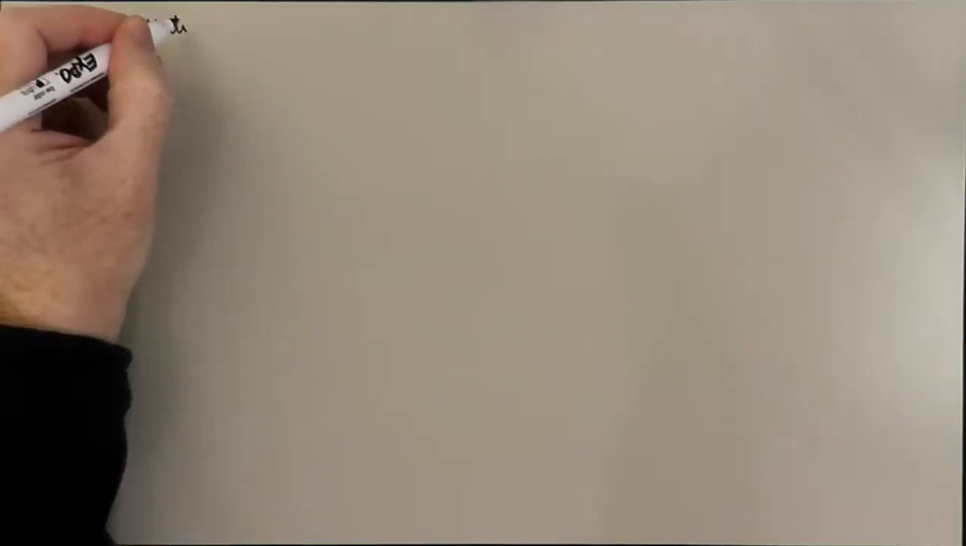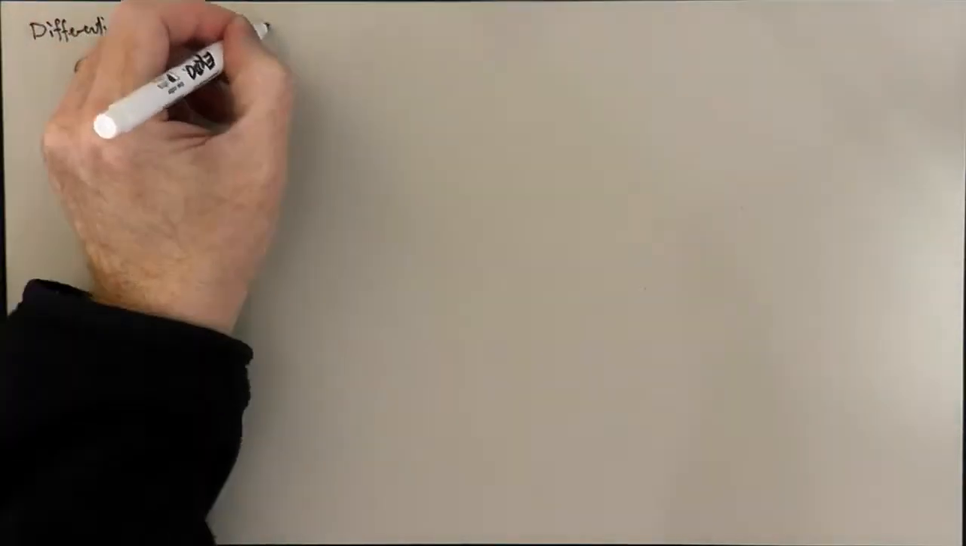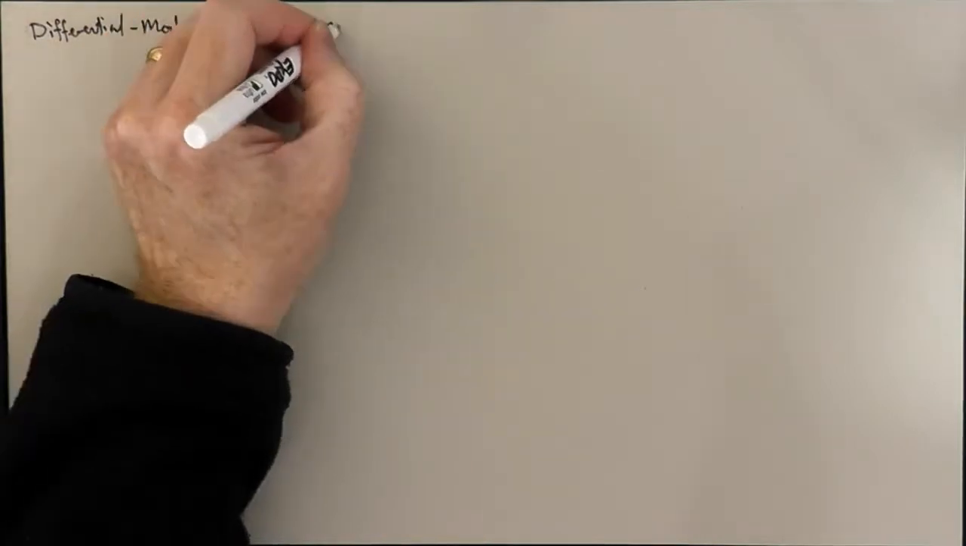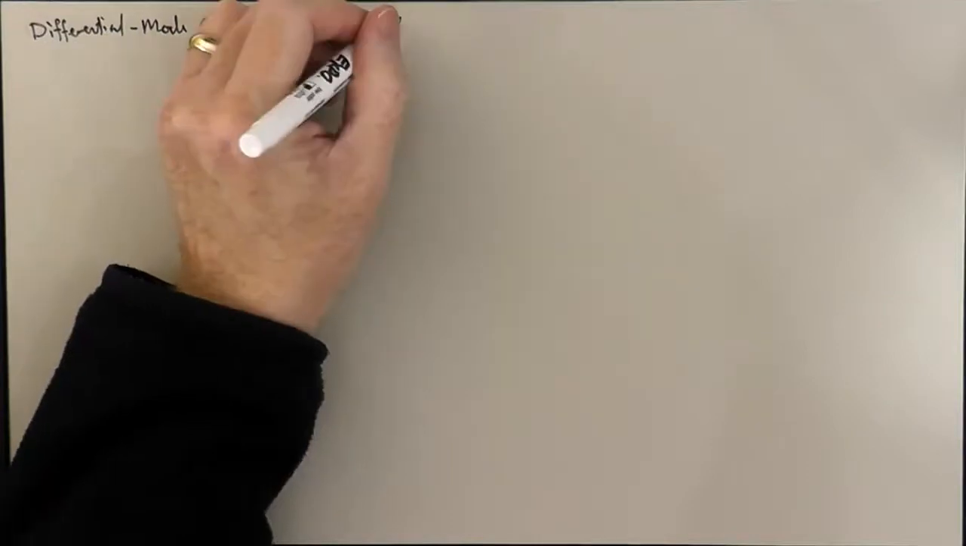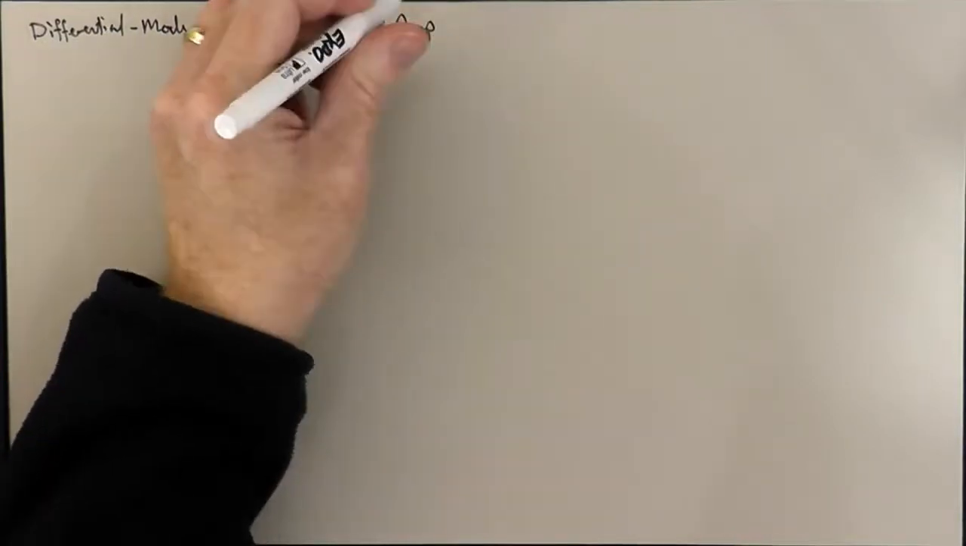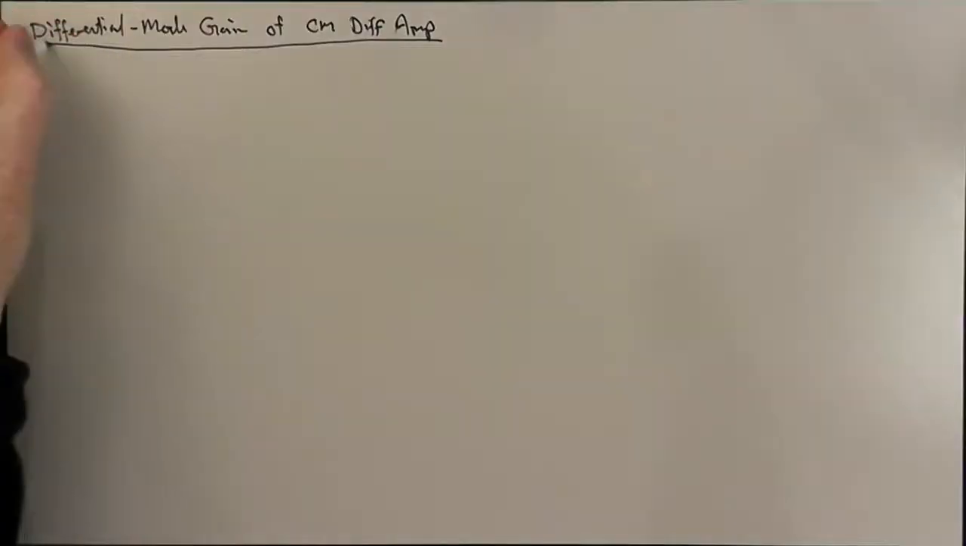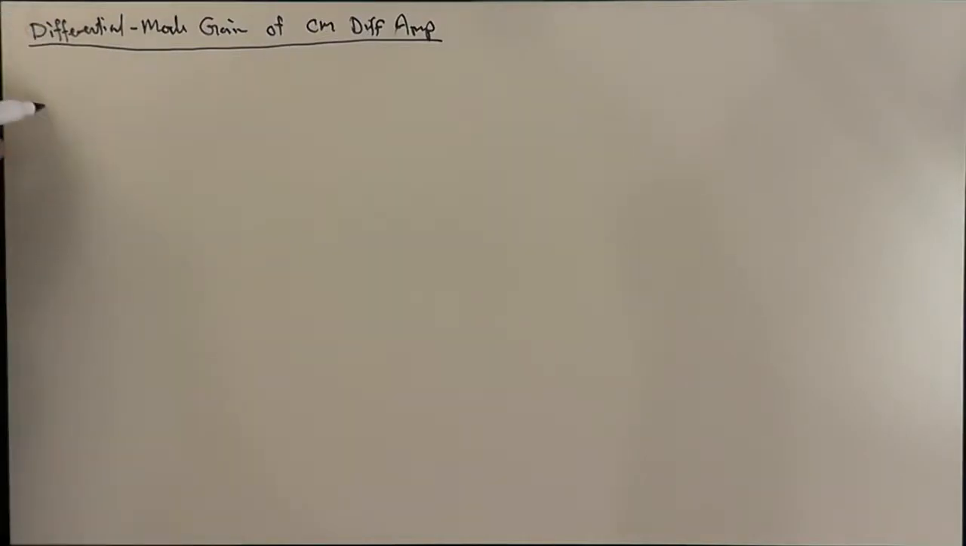Okay, in this segment we're going to be looking at the differential mode gain of the current mirror diff amp. I'm going to use node fixing to do this. So our current mirror diff amp looks like this.